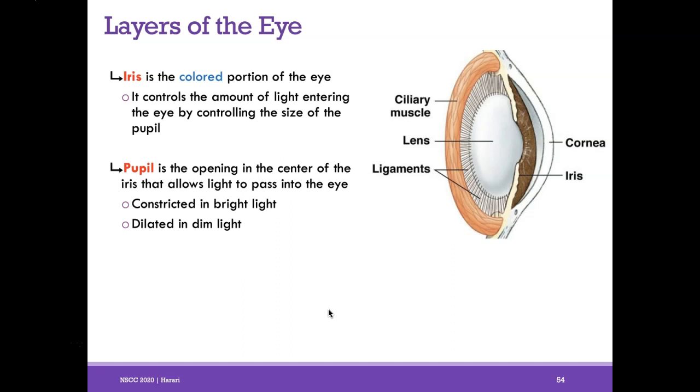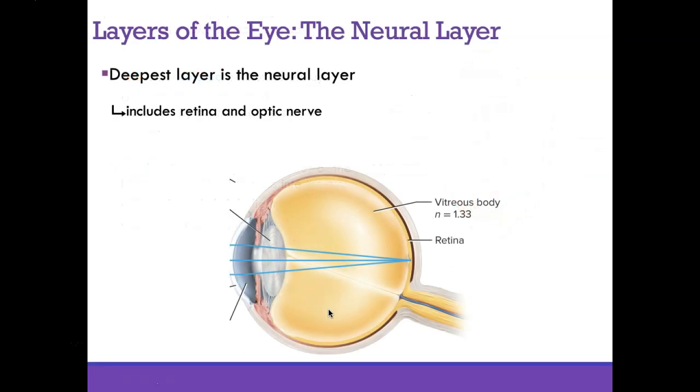When you shine bright light on the eye, the pupil will be constricted because the iris is going to try to control the amount of light that gets in. You don't want to bombard your retina with all the stimulation. So your iris is going to constrict the pupil in bright light, but in dim light, you need to be able to see. So your iris will allow more light in by controlling the size of the pupil. So that was the middle layer, the vascular layer.